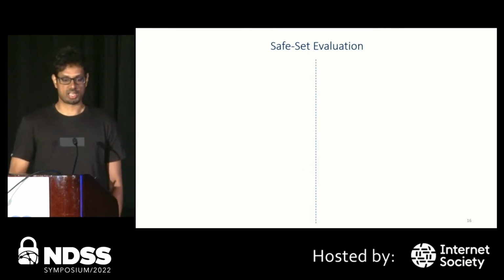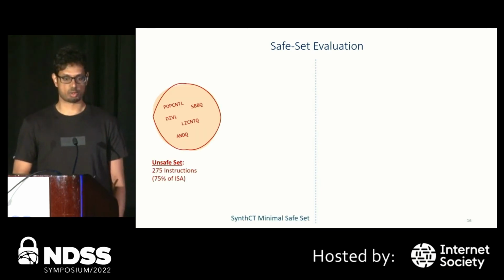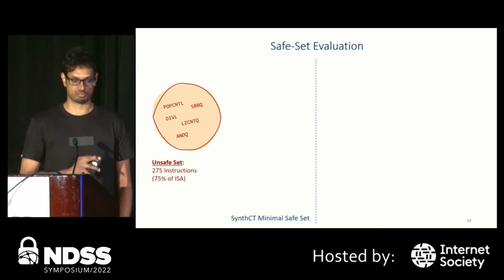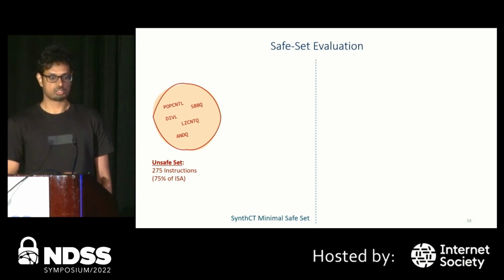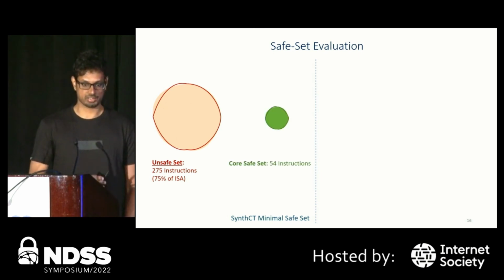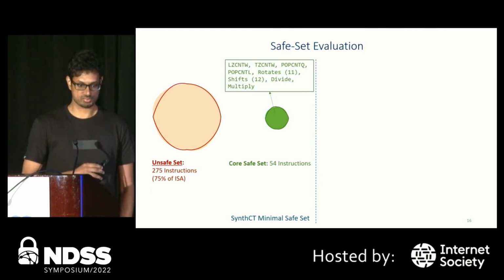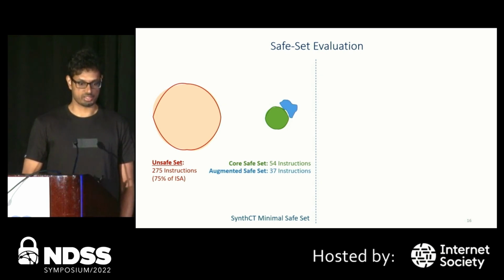We do a similar analysis on the large original synthesis graph that I showed you earlier, and here are our results. Our unsafe set contains about 275 instructions, which forms 75% of the ISA. These are the instructions that we have translations for using a set of safe instructions. Then right here, we have the core safe set, which contains about 54 instructions. Just to give you a flavor of what goes into this core safe set, it contains some bit counting instructions, some rotates, some shifts, divides, and multiply. Then we have multiple different augmented safe sets, each of which contains 37 instructions, for a total of 91 instructions in a minimal SynthCT safe set.